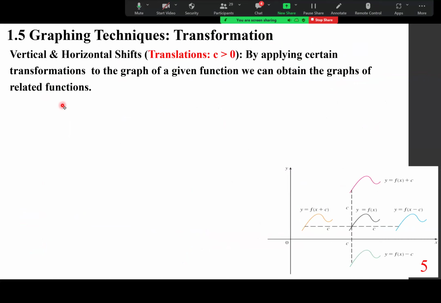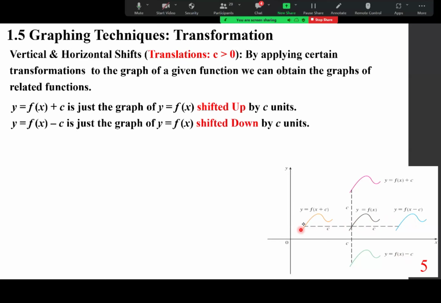For example, here's f of x, shifted up by C units, f of x plus C, down by C units, f of x minus C. Shifted to the right, f of x minus C, shifted to the left, f of x plus C. y equals f of x plus C is just the graph of y equals f of x shifted up by C units, f of x minus C, shifted down by C units.